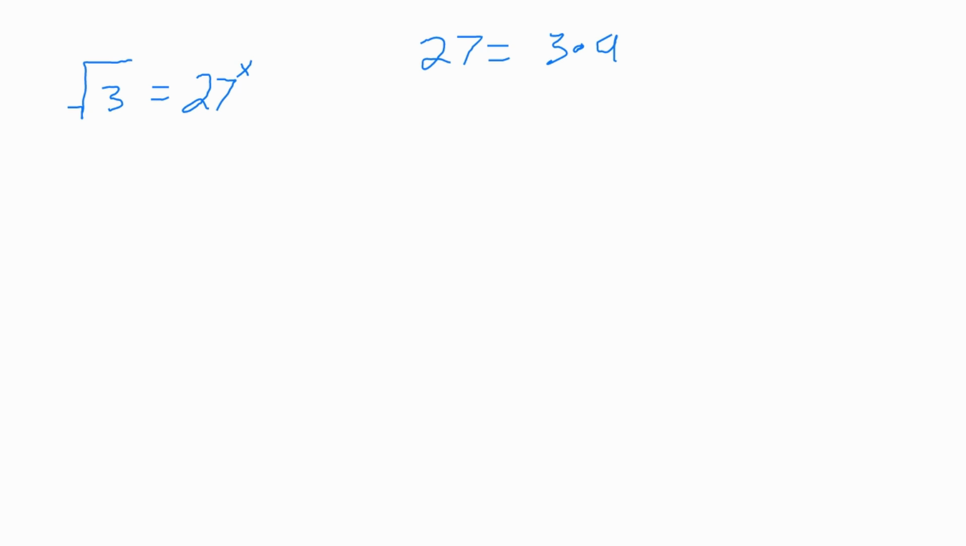It would be really nice if we only had 3s. Maybe that would make us see other patterns. Yeah, so I know 3 cubed is 27. Okay, 3 cubed. Let's think about how each of those might help us. So over here we have the square root of 3 equals 3 cubed to the x power. I'm just literally replacing the 27 here, right? Yeah.